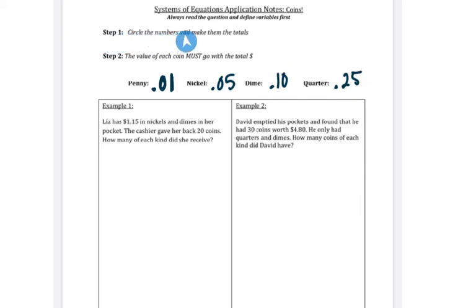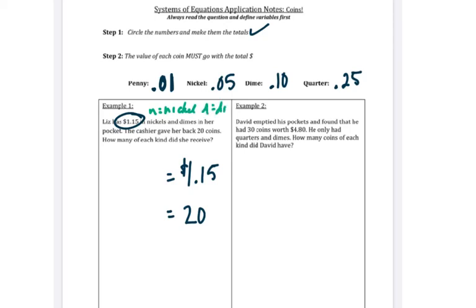Step 1, circle the numbers and make them totals, okay? So I have $1.15. Then I have 20 coins. Done. Step 1, finished. Step 2, the value of each coin must go with the total number. So let's go back and define our variables here. I'm going to use the letter N for nickels. I'm going to use the letter D for dime. So what this said is the value of the coin must go with the total money.